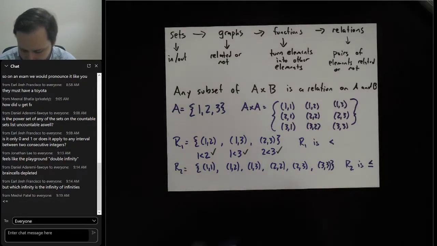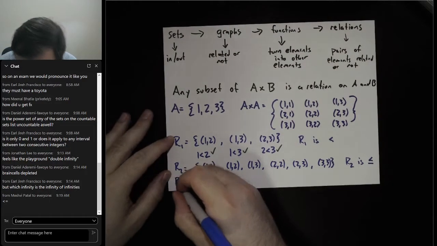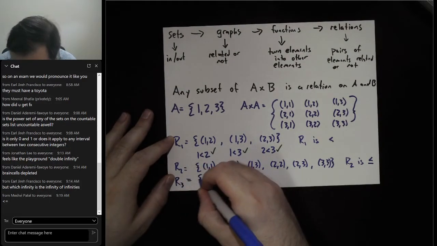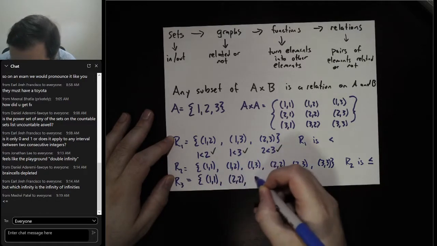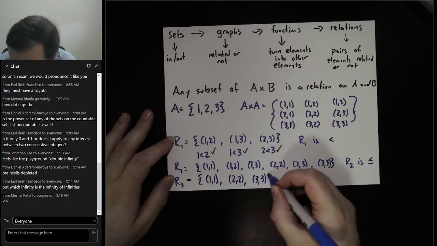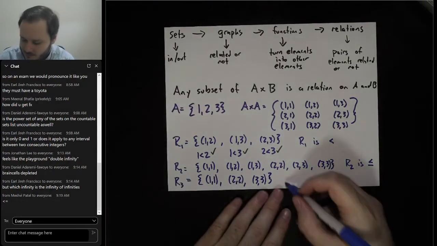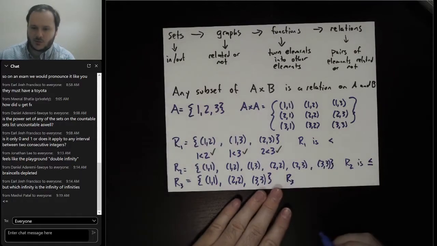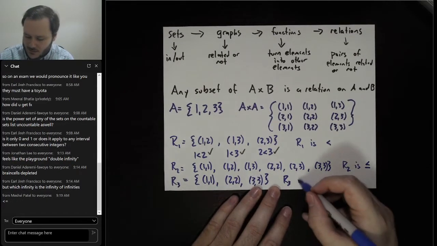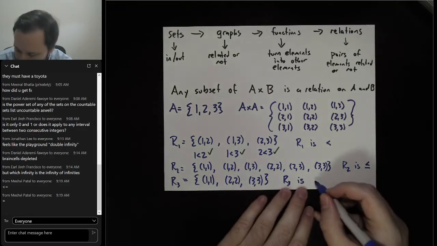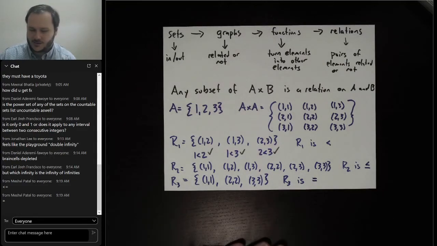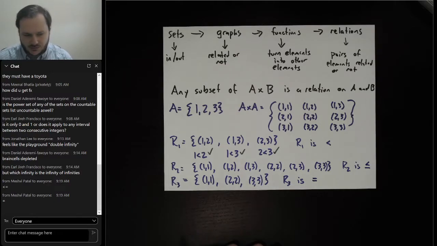Okay, do another one. This time (1,1), (2,2), (3,3). What relation is R3? Yeah, good. R3 is just equality. It's the set of values that are equal to one another.